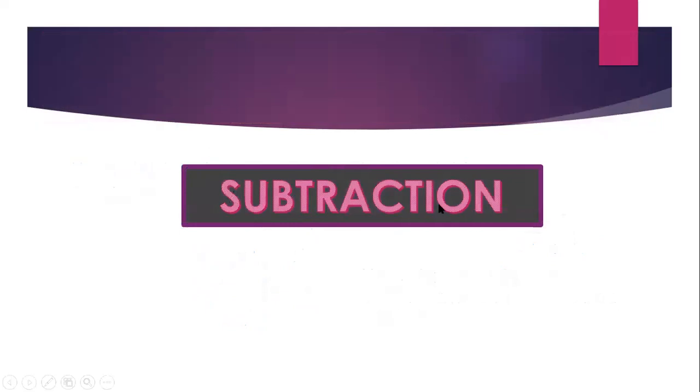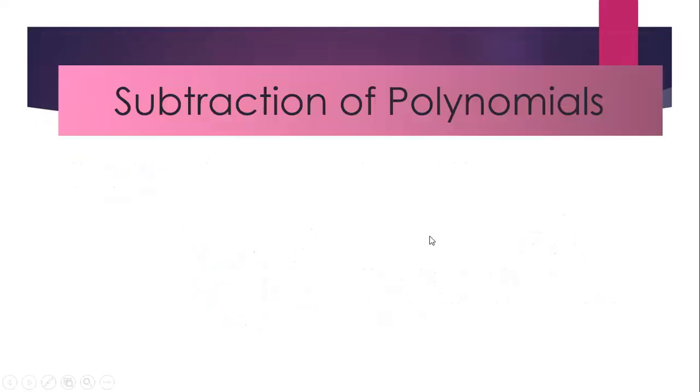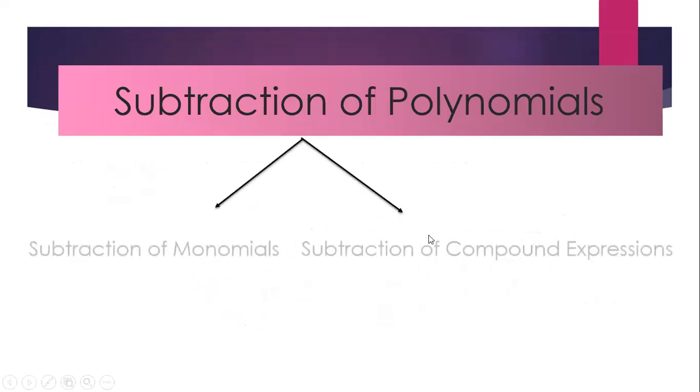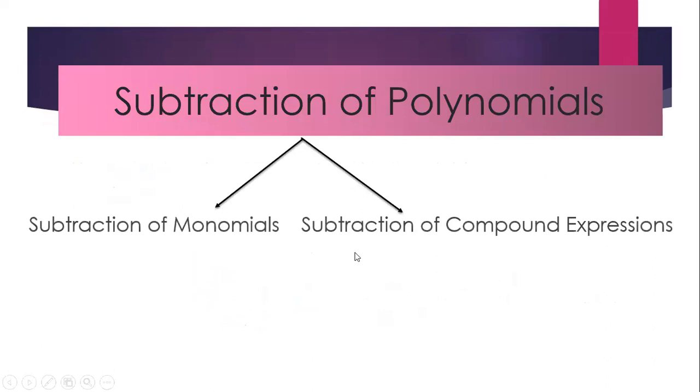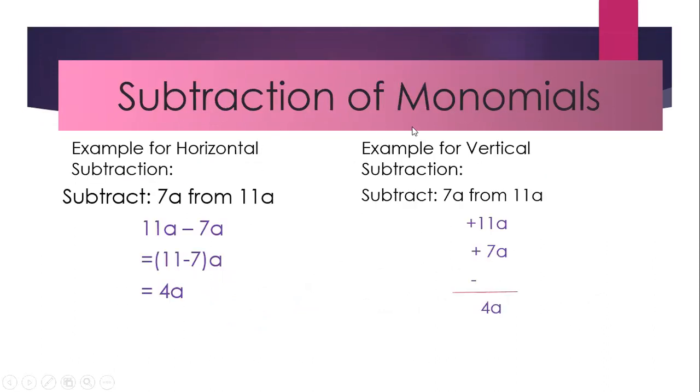Now, today we are going to start subtraction. Subtraction of polynomials again contains subtraction of monomials and subtraction of compound expressions. Monomial means single term. For example, we are going to perform horizontal subtraction. We have to subtract 7a from 11a.